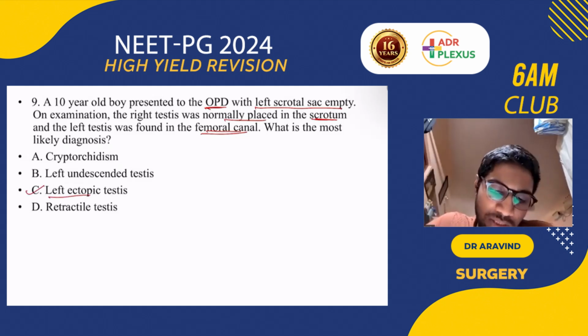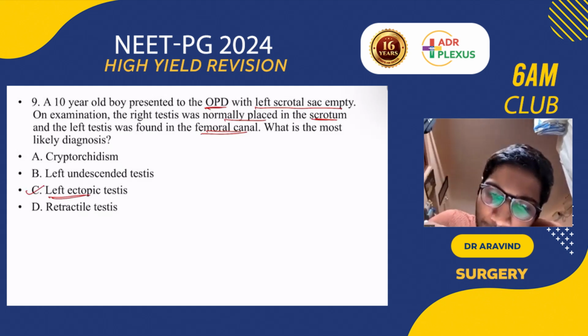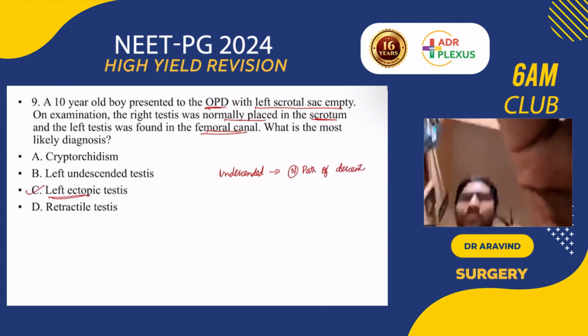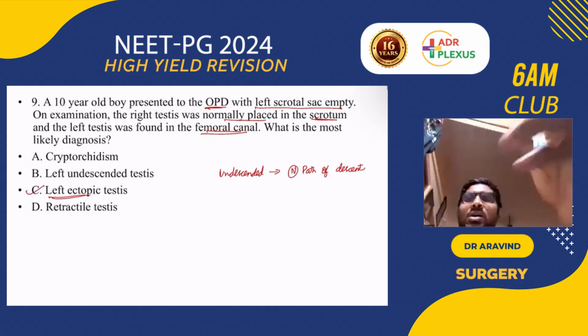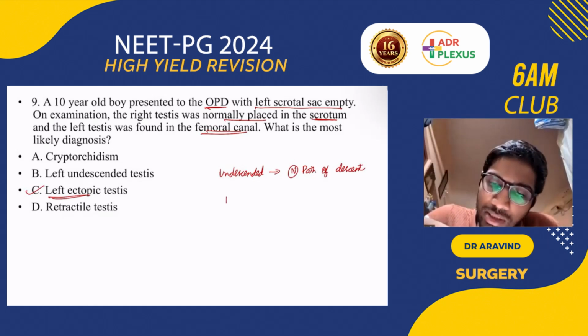Ectopic testis. So how do you differentiate undescended and ectopic testis? The undescended testis will be present in the normal path of descent. The femoral canal is not a normal path of descent. Ectopic testis is not in the normal pathway.